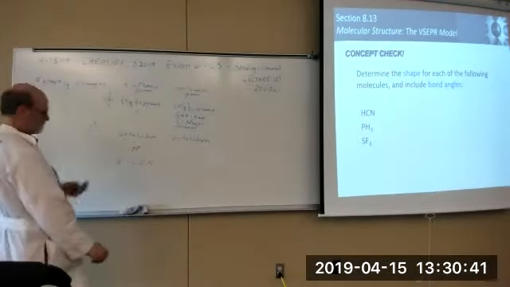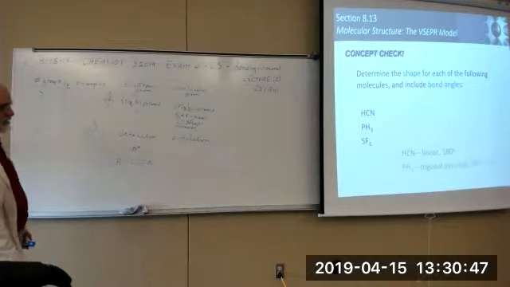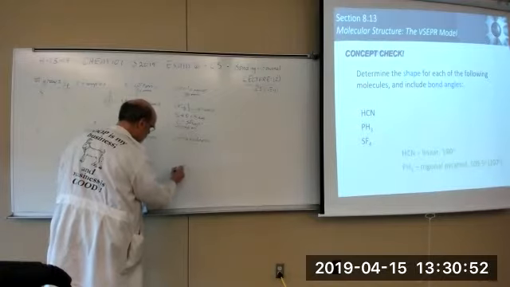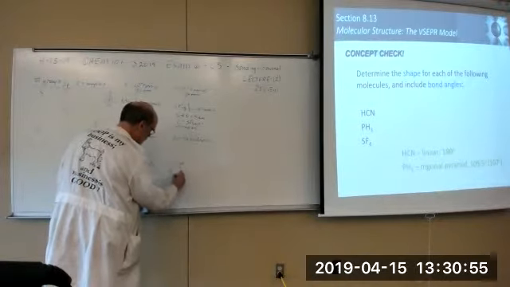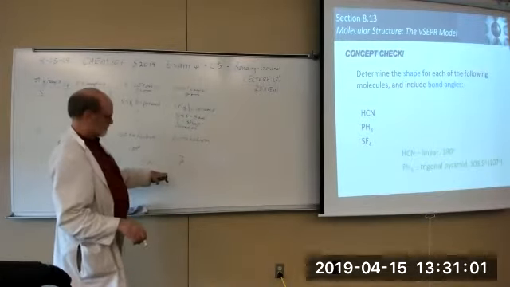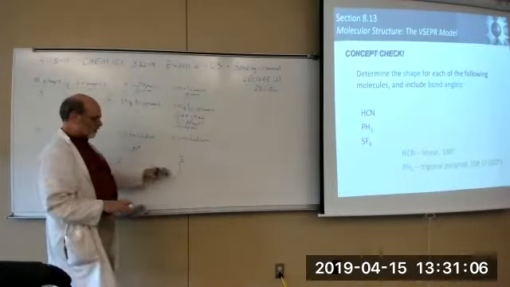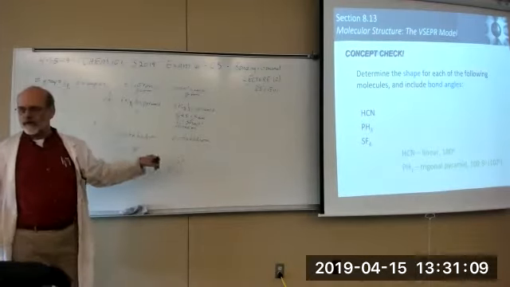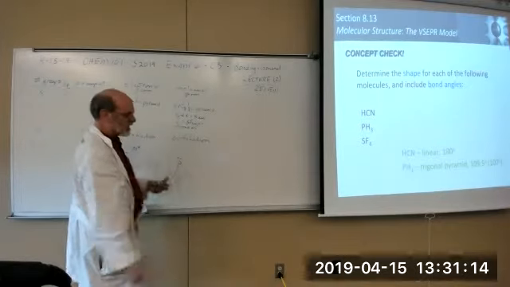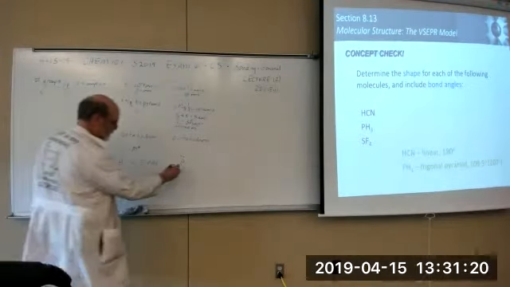PH3. Okay. PH3 is this with a lone pair. So it's a trigonal pyramid. So what kind of bond angle do you have there? Well, remember, we start out with an electronic tetrahedron, which is 109.5 degrees. But with this lone pair, we have something less than 109.5. Right? So that's the bond angle here.